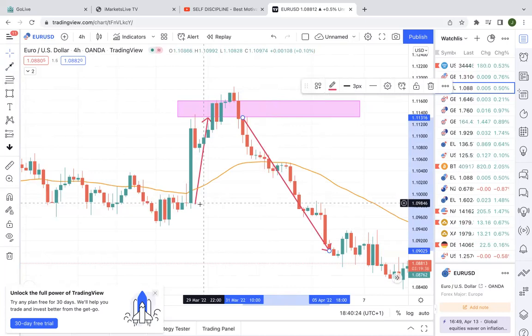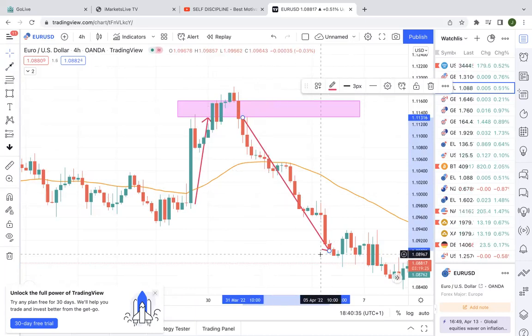Rally, base, drop. Does that make sense, guys? Let me know if that makes sense. It rallied up, it consolidated and went sideways, and then it dropped.